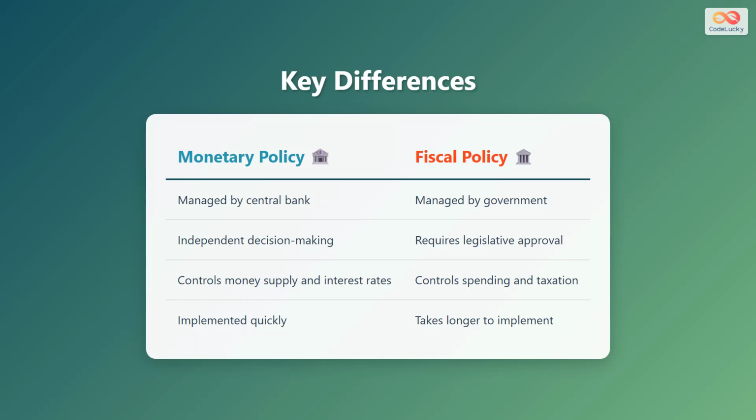The differences between monetary and fiscal policy are significant. Monetary policy is managed by the central bank, while fiscal policy is managed by the government. Central banks can make independent decisions quickly, whereas fiscal policy requires legislative approval, which can be a lengthy political process. Monetary policy works by controlling the money supply and setting interest rates, while fiscal policy operates through government spending levels and tax rates. Additionally, monetary policy can typically be implemented much more quickly than fiscal policy, which often requires debate, voting, and formal approval before changes can take effect.